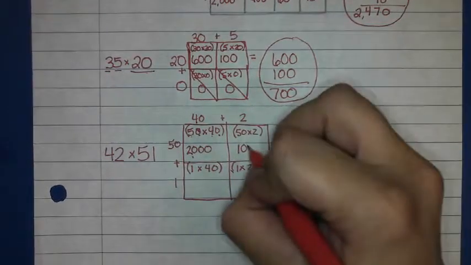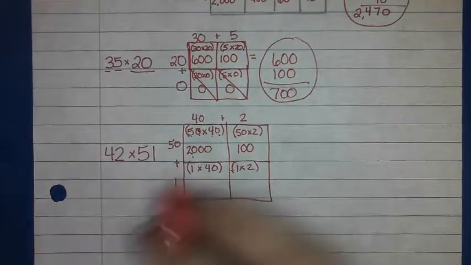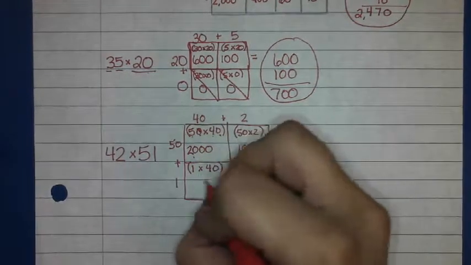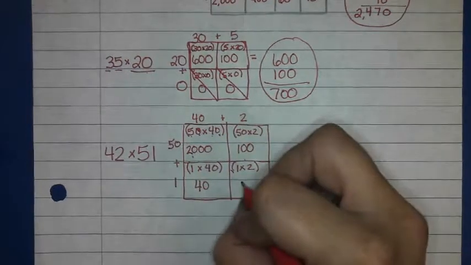50 times 2. 2 times 5 is 10. Add an extra 0, it gives me 100. 1 times 40 is 40. And 1 times 2 is 2.